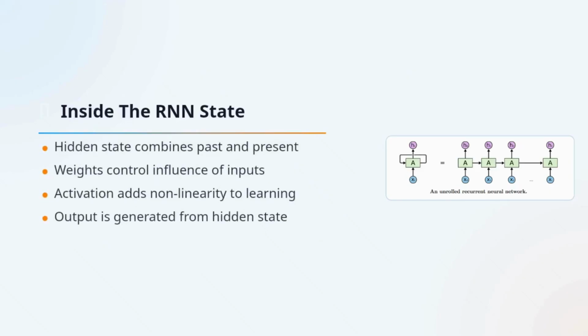Mathematically, the current hidden state in an RNN is computed using the previous hidden state and the current input. Different weights decide how much importance is given to old information and new information. Then an activation function like tanh adds non-linearity, so the model can learn complex patterns. The output at each step is generated from this evolving hidden representation.